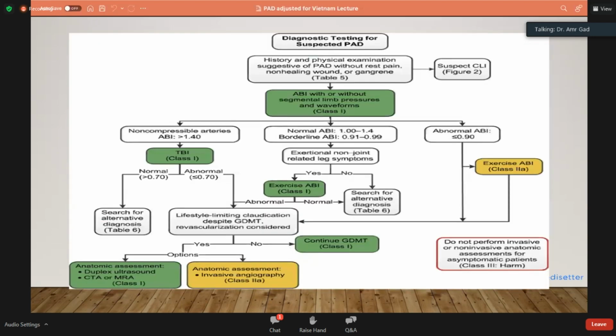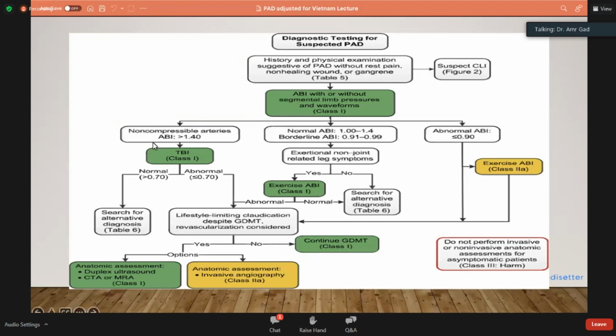Again, a big slide, I'm sorry. There is something called the ankle brachial index. This is a non-invasive test. Simply enough, we measure the blood pressure at the brachial artery and at different levels in the leg, and it gives us a reading. We divide both on each other. The normal ankle brachial index is around 1.1 till 0.9. This is the normal ankle brachial index.